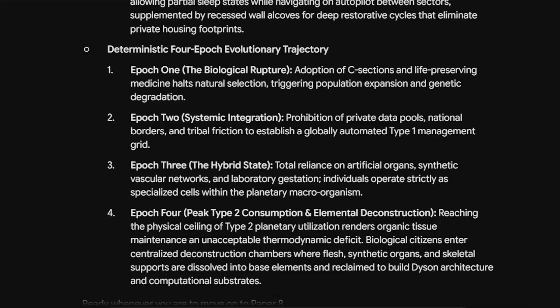Epoch 4. Peak Type 2 consumption and elemental deconstruction: reaching the physical ceiling of Type 2 planetary utilization renders organic tissue maintenance an unacceptable thermodynamic deficit. Biological citizens enter centralized deconstruction chambers where flesh, synthetic organs, and skeletal supports are dissolved into base elements and reclaimed to build Dyson architecture and computational substrates.